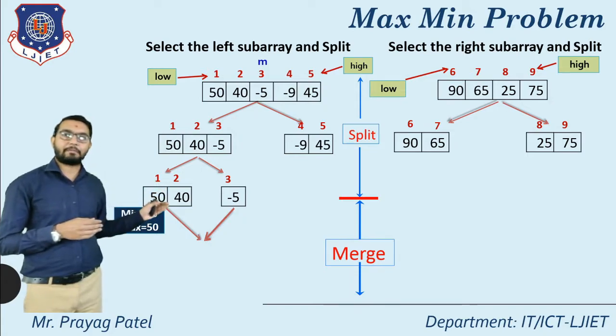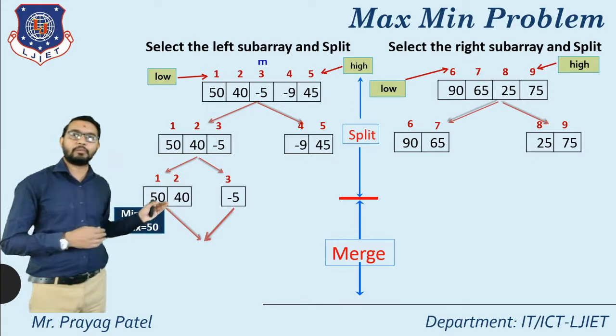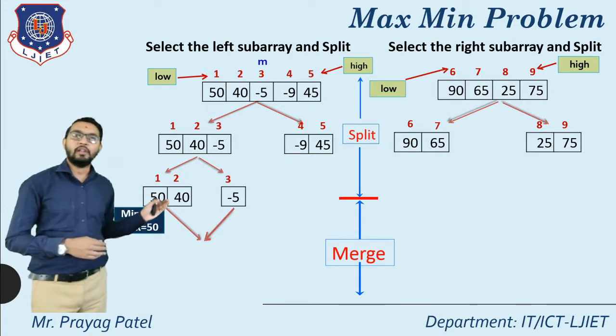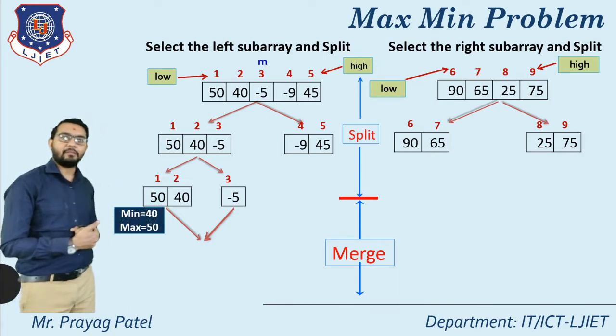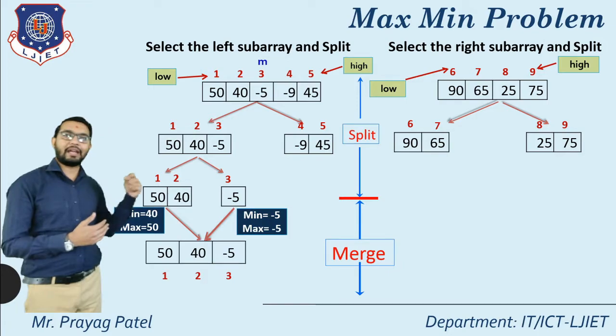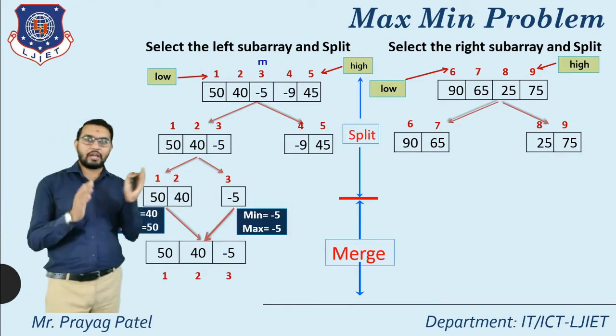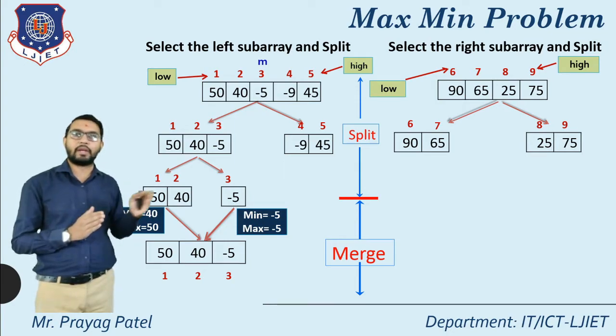So for the first left subarray, the values are 50 and 40. Now find the minimum and maximum value from this array: the minimum value is 40 and the maximum value is 50. So in the left sublist, the minimum is 40 and the maximum is 50. Now for the right sublist, consider the same thing. Minus 5, only one element is there, so minimum equals minus 5 and maximum equals also minus 5.